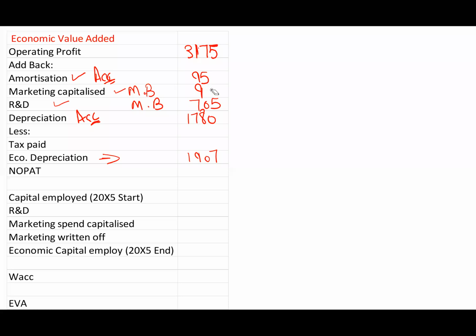Marketing capitalized, I just wrote it wrong. It's 90, not 95. I mistakenly wrote 95. So economic depreciation, which is 1907, will be deducted. As you can see here, we are done with this.